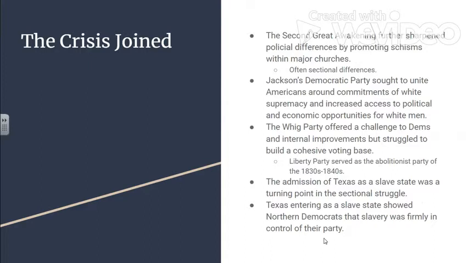All right, so I'm going to cover, keeping with this sectional crisis that the chapter revolves around, the political sectionalism of the time. So a couple of things.